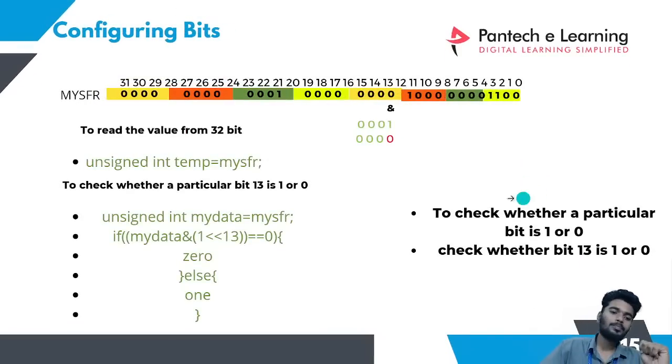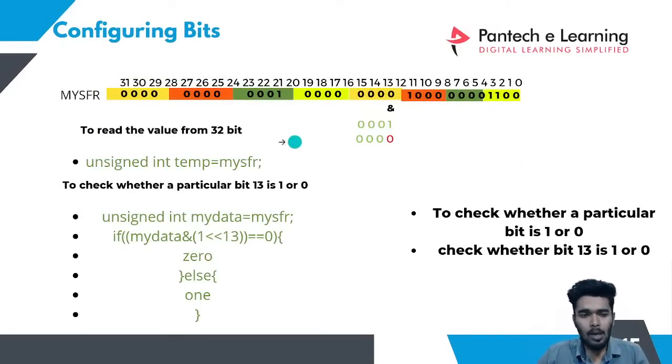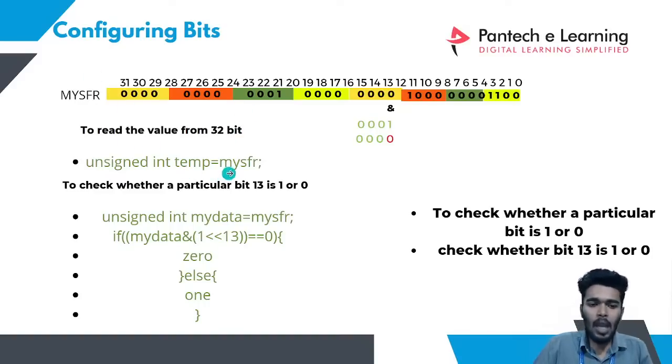So now I am going to show how to read a bit. As we are going to read the value from the 32 bit, we can't read a separate bit. When we work with the microcontroller, we should read the 32 bit completely. So what I am doing is, I'm going to read this value and save it in the temp variable. Okay. So temp here is my data. We are going to store this MySFR value in the my data variable.